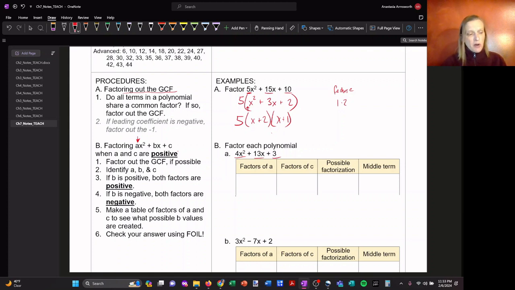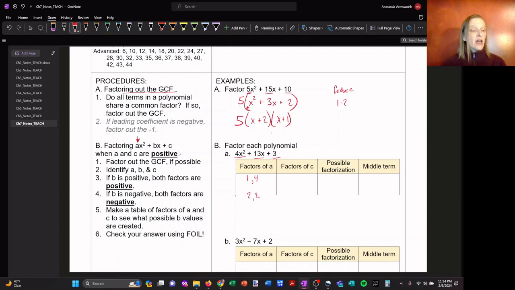The way you approach these problems is by looking at the possible factors of a, looking at the possible factors of c, determining the possible factorization to figure out what the middle term would be. Let me show you what I mean. The possible factors of a, the different ways to get 4, I could either have 1 and 4, or I could use 2 and 2 as my factors.